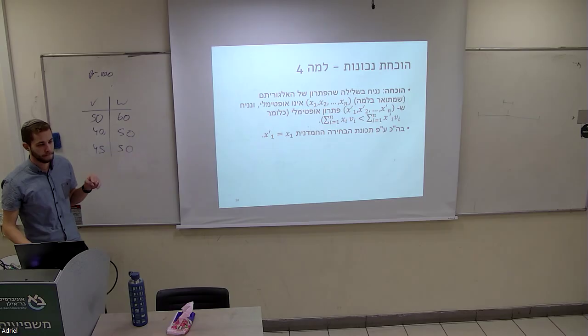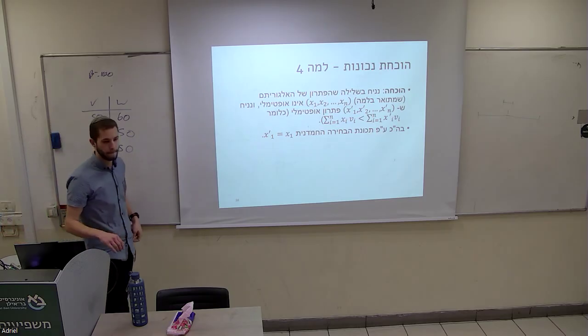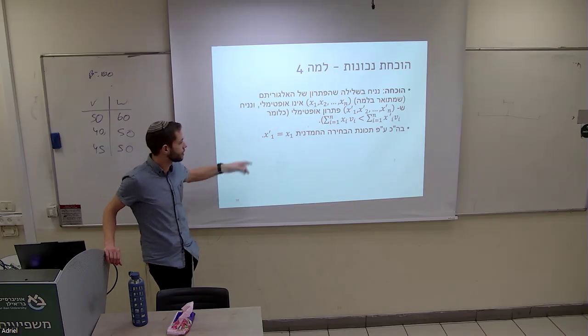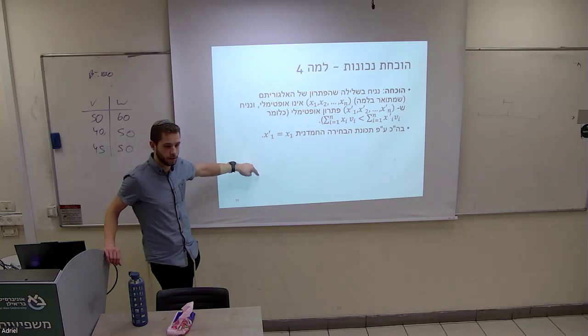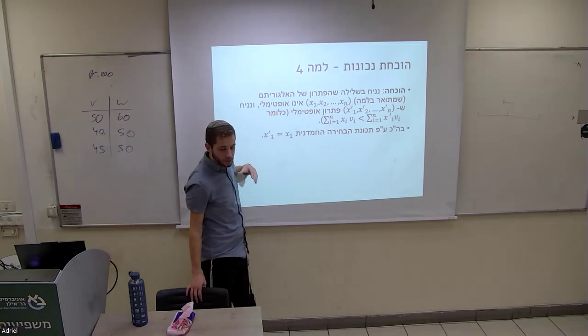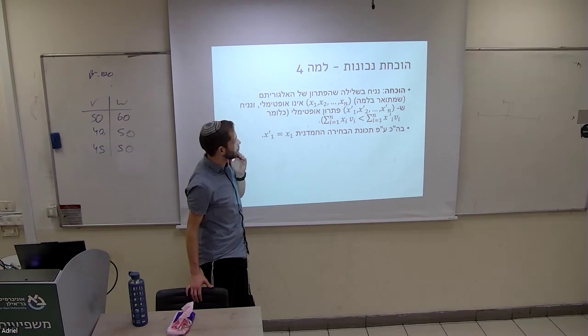So we just prove that x1 tag equals x1, and then we just look at the subproblem after that, right? What we did until now is we said that it doesn't have x1, and then we proved it does have x1. It's the same.